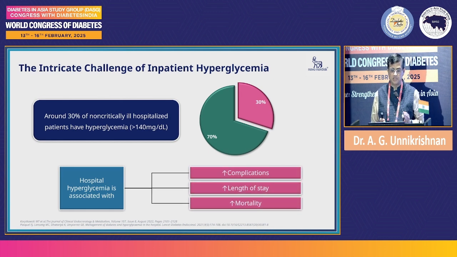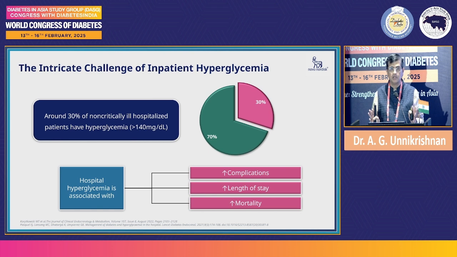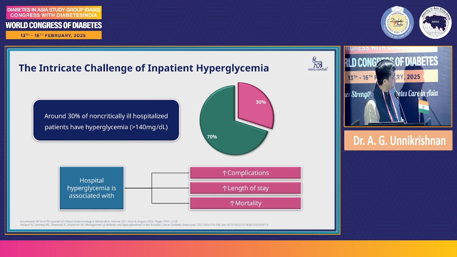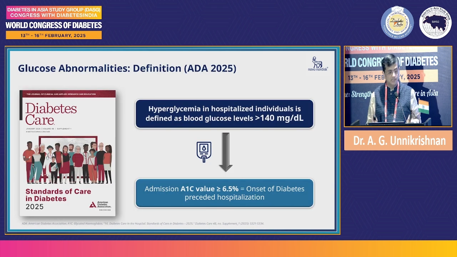And these challenges are very intricate because one of the challenges is that 30% of non-critically ill hospitalized patients, with or without diabetes, have hyperglycemia. And why should we treat it? This hyperglycemia is associated with more complications, longer length of stay, and more mortality. So that is the reason why we should treat in-hospital hyperglycemia. And there are guidelines for it.